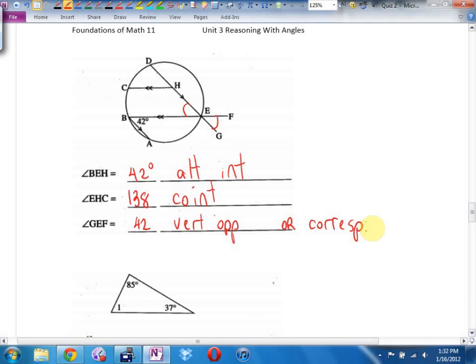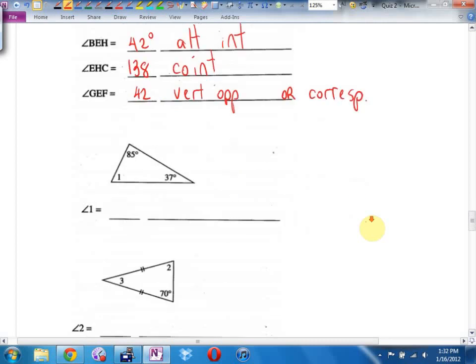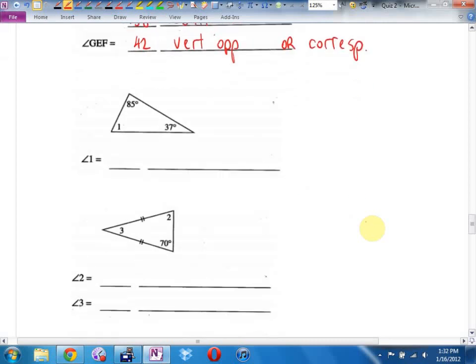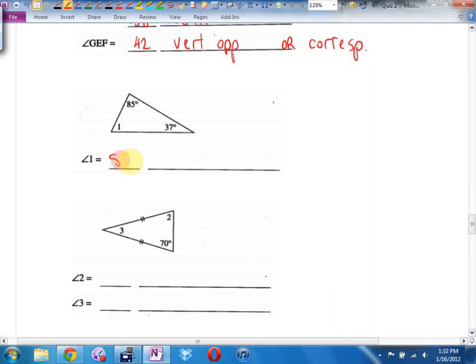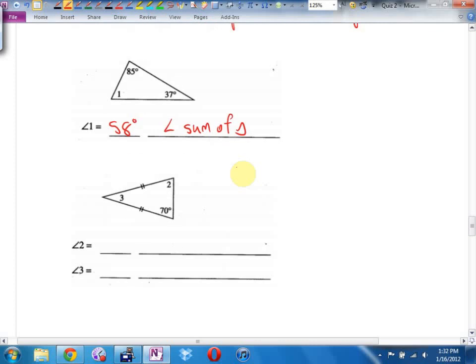Now we're into triangles. Every triangle adds to 180, so angle 1 is going to be 180 minus 85 minus 37, 58 degrees. Angle sum of triangle. Sum of triangle is 180 degrees. Angle 2, 70 degrees because it's an isosceles triangle. Angle 3, 70, 70, 100, 40 degrees.